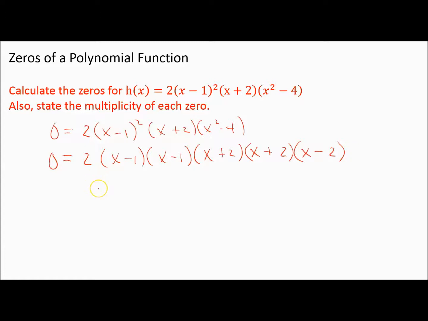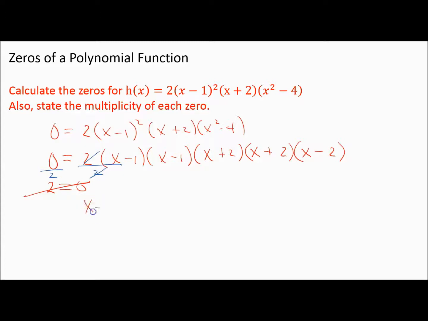Now it's time to set each factor equal to 0. Now the question is, can you set 2 equal to 0? Well, you can, but you don't really get a solution. That's impossible. Another way to think about this 2 is you could, in the beginning, divide each side by 2, and it simply disappears because 0 divided by 2 is still 0. Now, if this is a variable, you can't do that. But if you have a constant in the front, you can eliminate it by dividing both sides by that value, or you can just ignore it because it doesn't affect the value of your zeros.